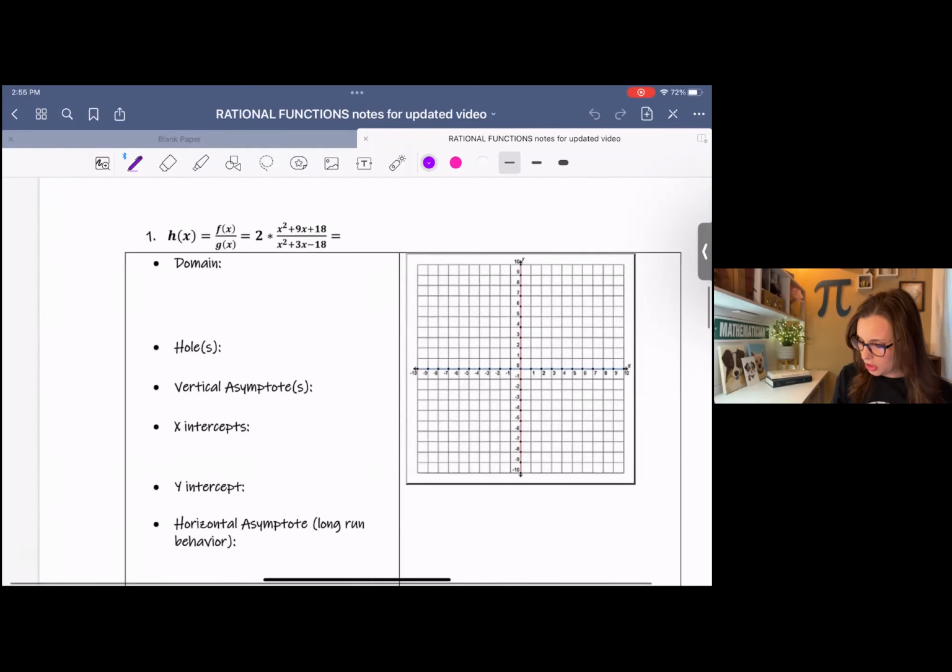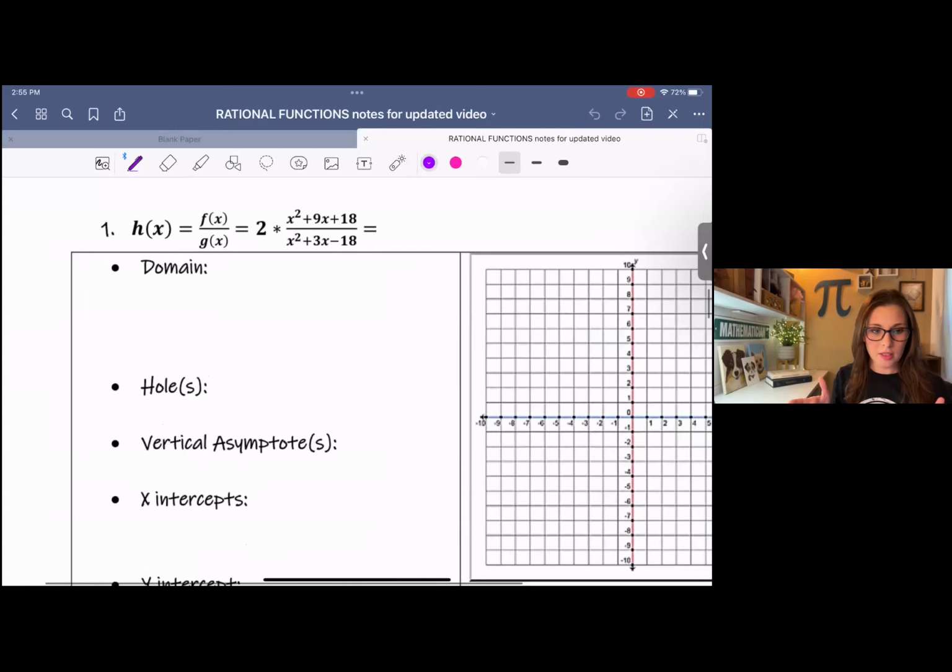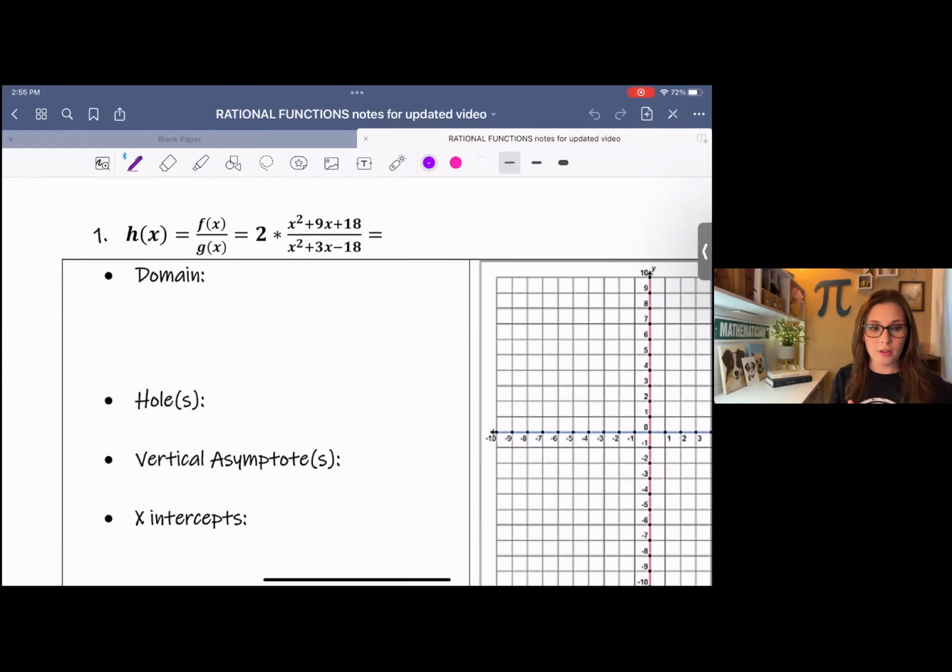I have a function, h of x. It is the ratio of 2 polynomials, f of x over g of x. So that's just the definition of a rational function. You don't have to worry about that. And then it's written out as 2 times x squared plus 9x plus 18 over x squared plus 3x minus 18.